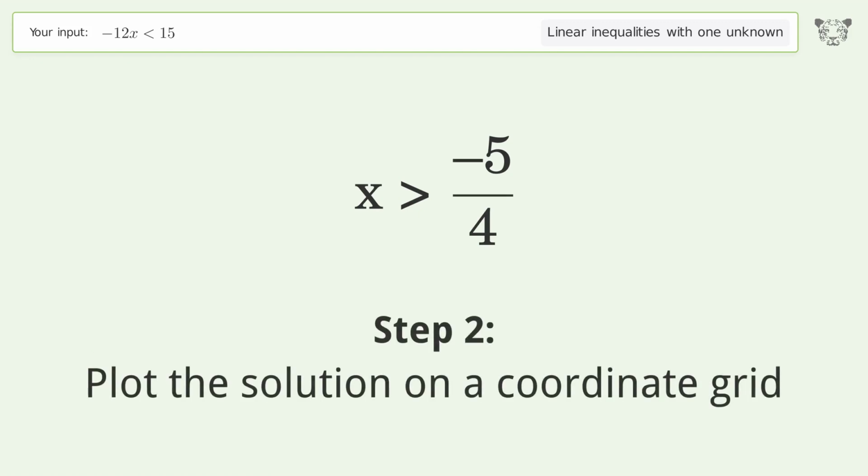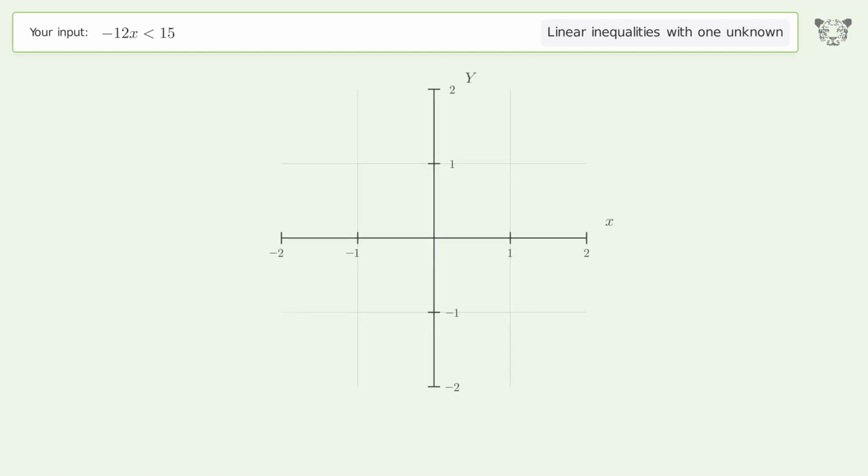Plot the solution on a coordinate grid. And so the final result is x greater than -5/4 greater than -11/4.